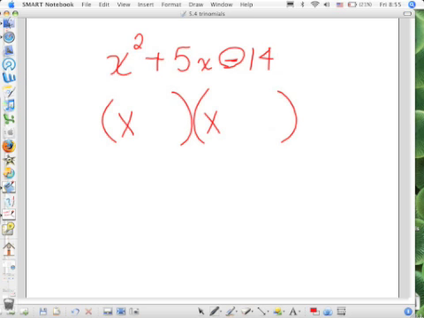What are factors of 14 that subtract to give me 5? 7 and 2. Now, I need 7 and 2 to give me positive 5. What do the signs of 7 and 2 have to be to give me positive 5? Positive 7, negative 2.